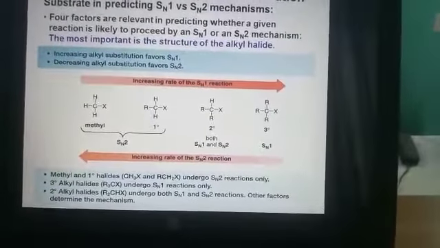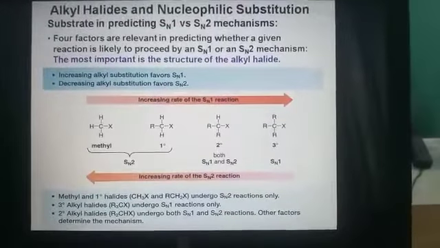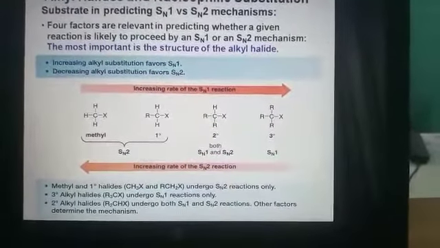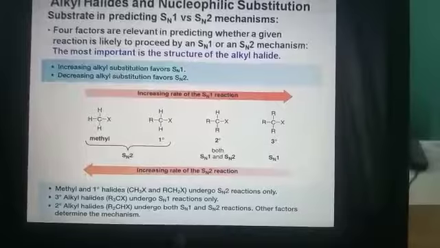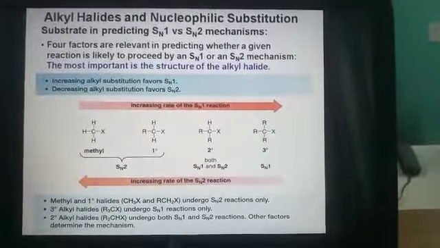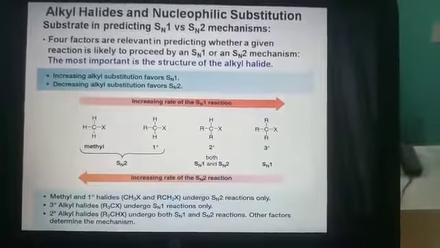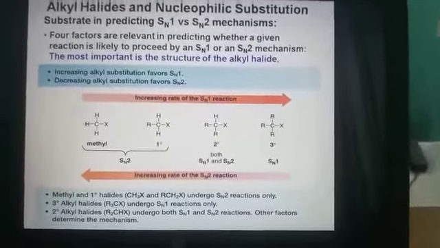So methyl and 1 degree halides undergo SN2 reactions only. 3 degree alkyl halides undergo SN1 reactions only, and 2 degree alkyl halides undergo both SN1 and SN2 reactions. Other factors determine the mechanism also.